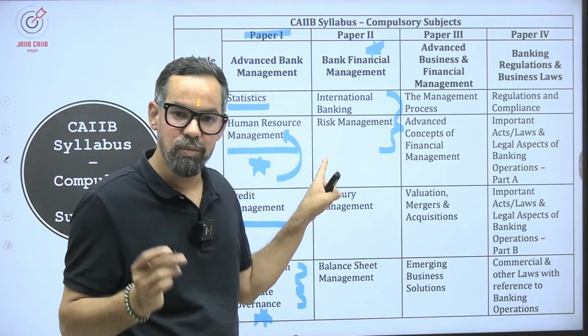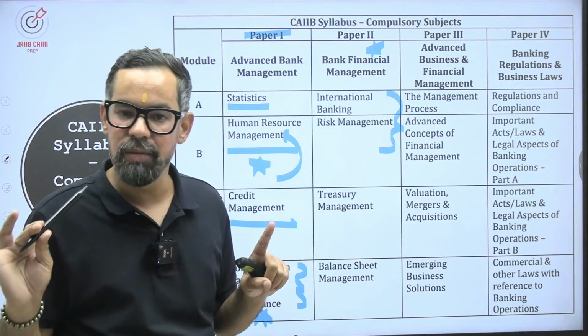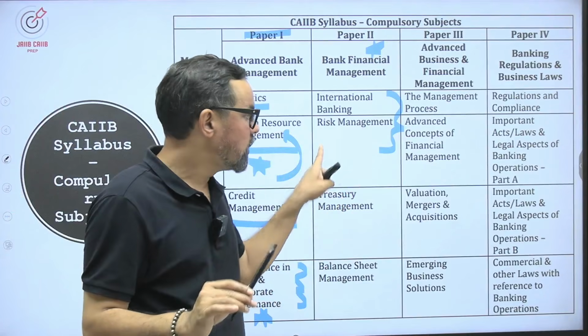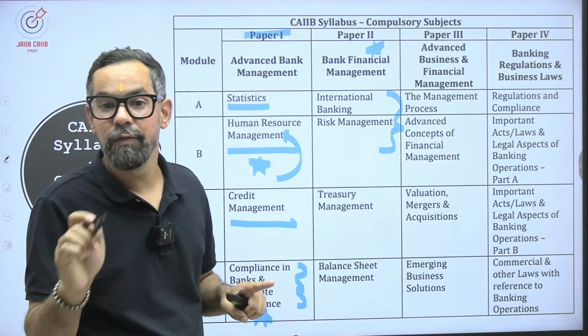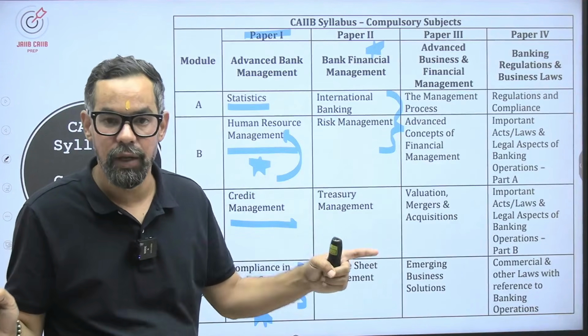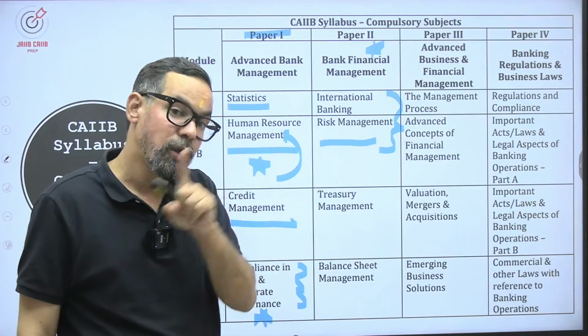BFM, when it comes to module B, is all about risk management, a summary of your risk management elective subject. So here it is all about risk, different types of risk. Unit 13 is very, very important, in very detail also. At least 6 to 7 days are required to prepare that unit number 13.